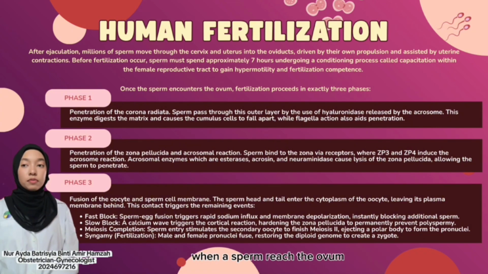When a sperm reaches the ovum, fertilization occurs in three phases. First, the sperm penetrates the corona radiata using the enzyme hyaluronidase. Second, it penetrates the zona pellucida through the acrosome reaction, releasing enzymes that digest this layer. Third, fusion of the oocyte and sperm membranes. The sperm enters the oocyte, triggering four important events: fast block, slow block, meiosis completion, and syngamy, which is fertilization.